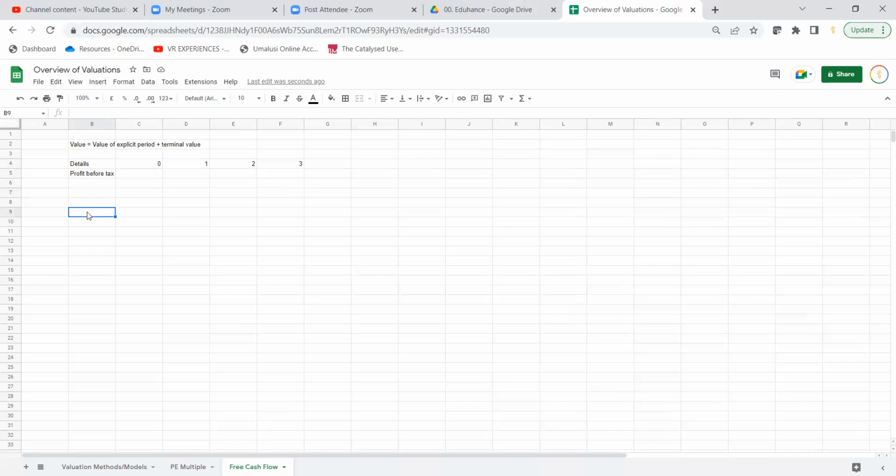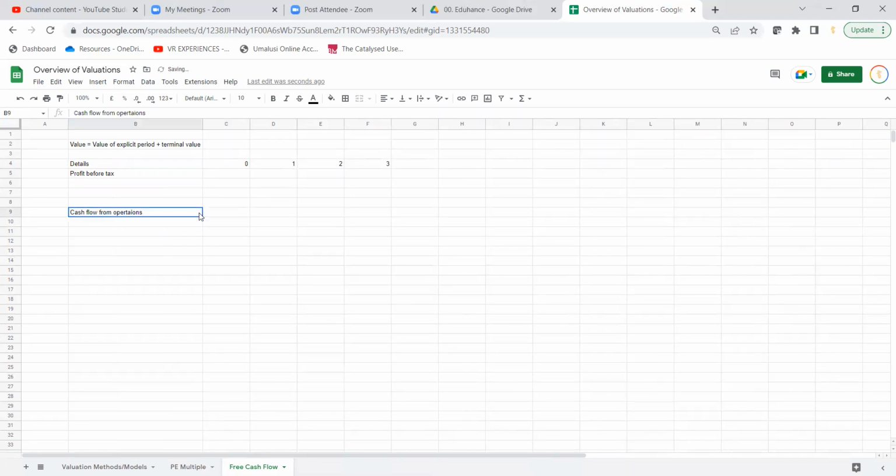Okay, so what we want to get to over here is cash flow from operations. That is what we want to get to. The last thing over here will be tax. Now, actually it won't be the last thing over here. I'll leave that out for now. So there are two types of adjustments you're going to make.